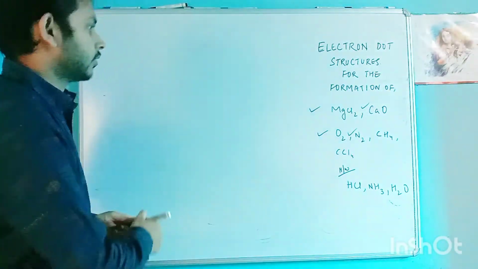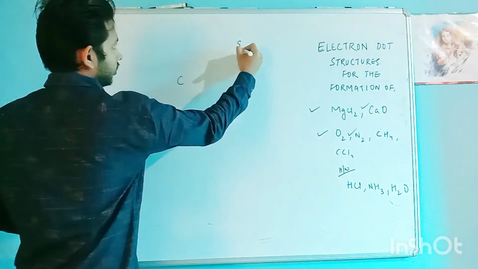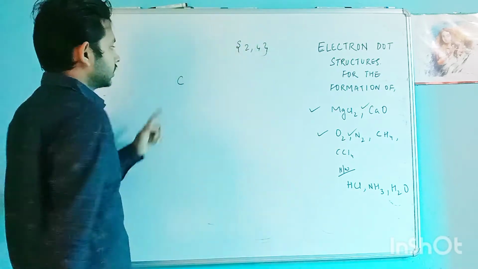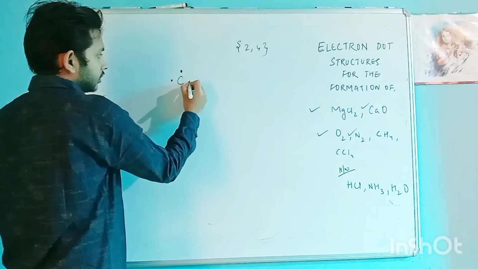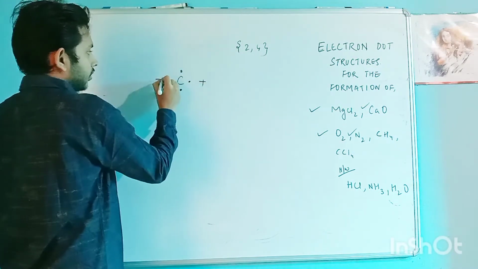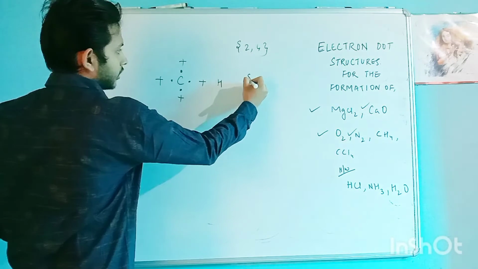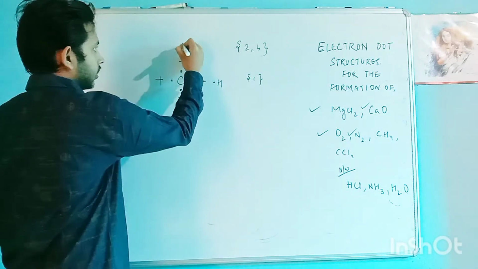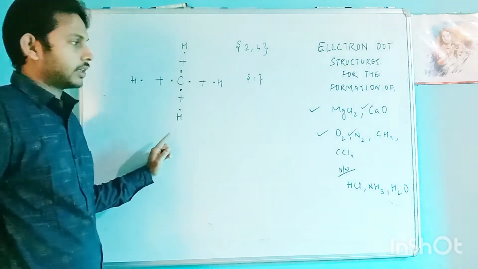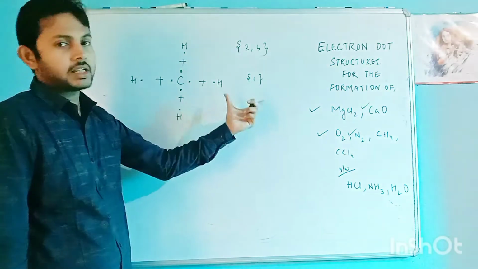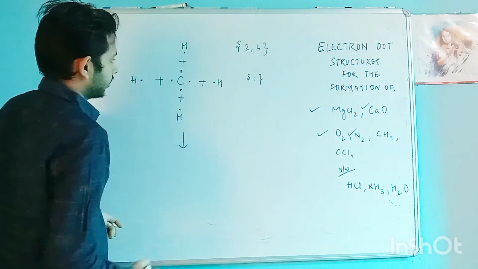CH4. CH4 common name is methane. Carbon has electronic configuration of 2, 4. Since its atomic number is 6, in the valence shell there are 4 electrons. There are 4 hydrogens, and for hydrogen the electronic configuration is 1, so it has 1 electron. To become stable, carbon needs 8 electrons and hydrogen needs 2 electrons. Since hydrogen has a single shell and the maximum number to get stable is 2, here we can write like this.